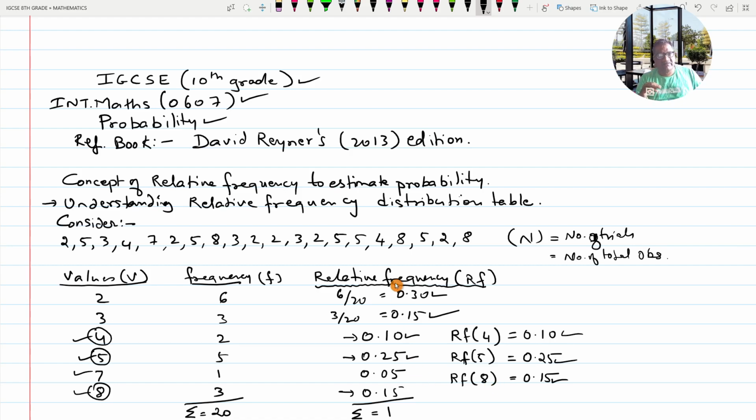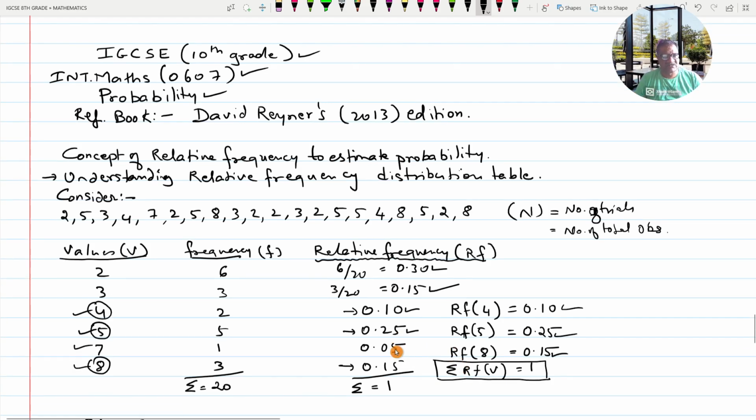And one more thing, when you add up all the relative frequencies in this column, you will always get the sum as 1. Okay. So the summation of the relative frequencies of all the values will always give you the answer as 1. So this is the concept of relative frequency. You take any values, small, big, you find out the frequencies and then you find out the relative frequency. You will always find that the summation of the relative frequencies will always be equal to 1. Is that clear? So that is the meaning of relative frequency.